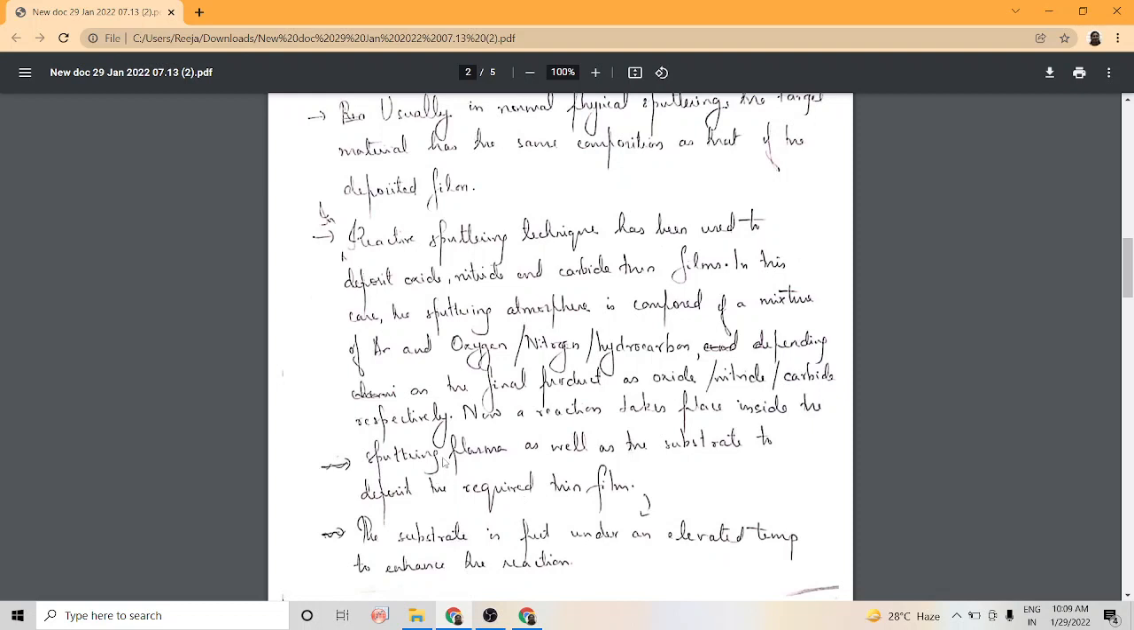Here, what happens is, once the target atoms get ejected, a reaction takes place inside the sputtering plasma as well as on the substrate, and the required thin film is formed on the deposit. That is, the required thin film is formed after a series of reactions take place in the sputtering plasma as well as on the surface of the substrate. Now, for the reaction to take place, the substrate is put under an elevated temperature.